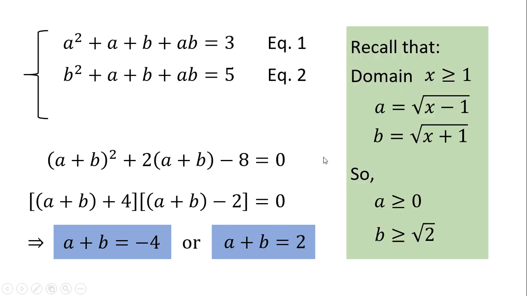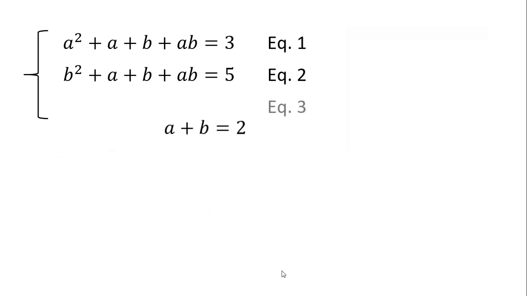Recall that the domain is x greater than or equal to 1, and we've let a be equal to the square root of x minus 1 and b be equal to the square root of x plus 1. So it follows that a must be greater than or equal to 0 and b must be greater than or equal to the square root of 2. So it's actually impossible for a plus b to be negative. So we eliminate this case. So we take a plus b equals 2. Let's call this equation 3.